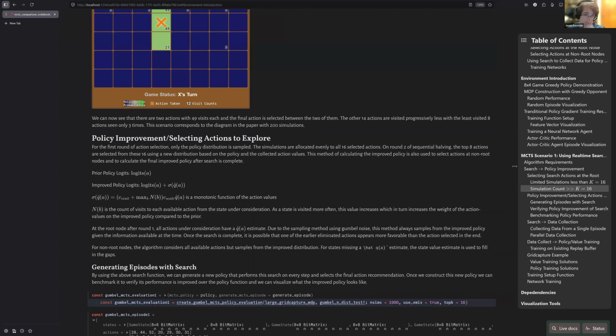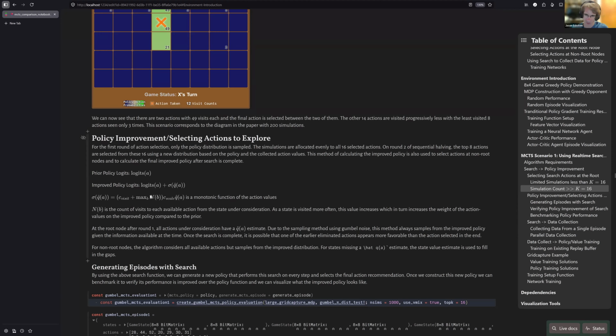So the next step is to discuss how the information now in the search tree is used for policy improvement. Here I already showed it in the paper, but just to reiterate, we have the prior policy logits, which we get from taking the log of the starting policy. Then we have the improved logits, which we get from adding to the prior this function of the Q values that have been collected.